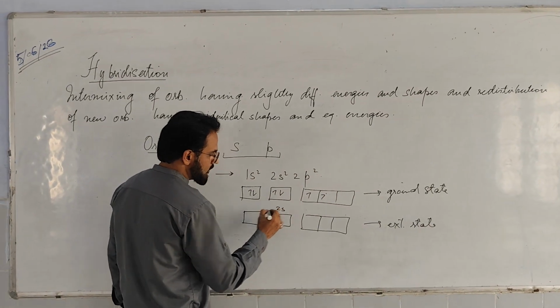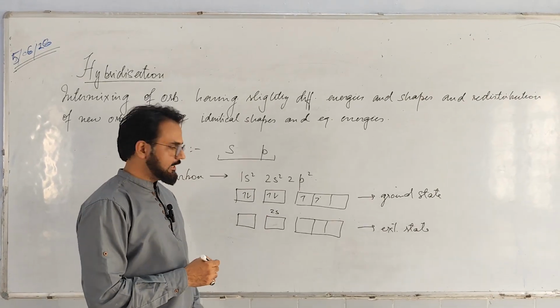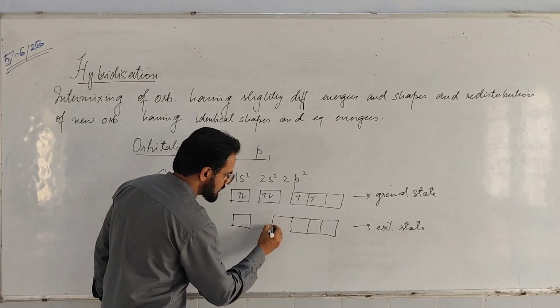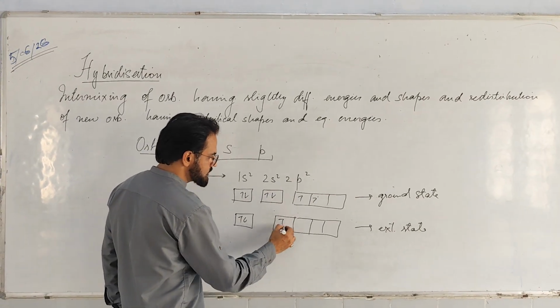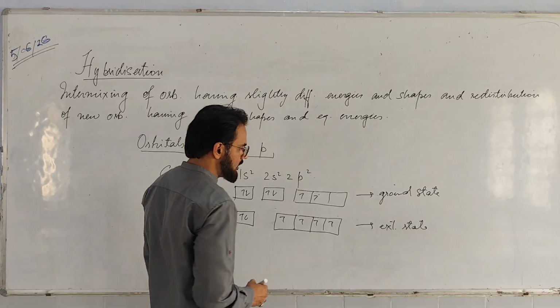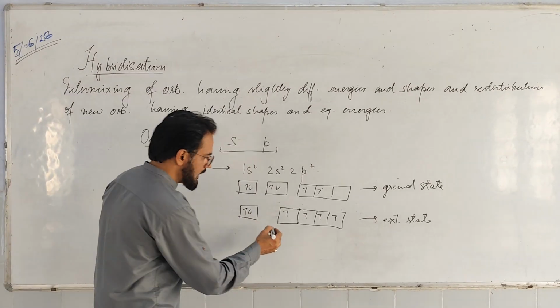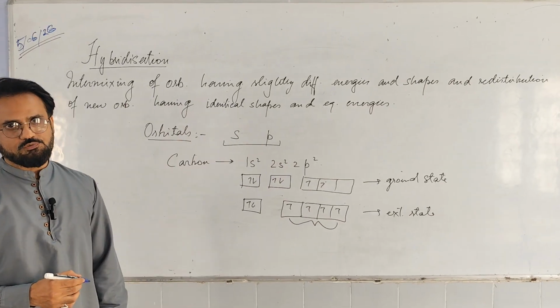the 2s orbital redistributes its energy and shape and merges with the p orbital, and according to Hund's rule the electrons jump into the p orbital. So it is hybridized: s and p hybridization.